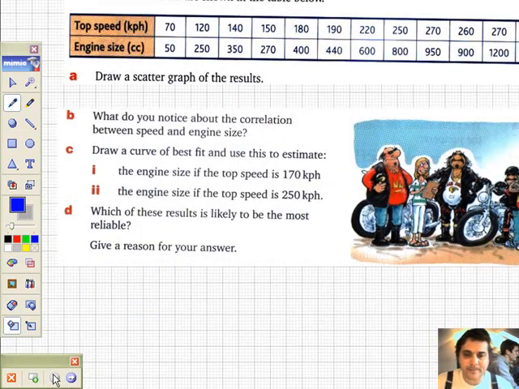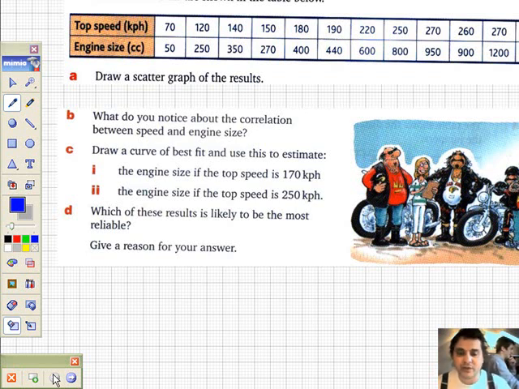Now go back. What do you notice about the correlation between speed and engine size? Well, it's definitely a good, strong, positive correlation. Now, draw a curve of best fit. I've done that in blue. And use it to estimate. Here are the usual questions now. Read off the curve the engine size if the top speed of your bike is 170.